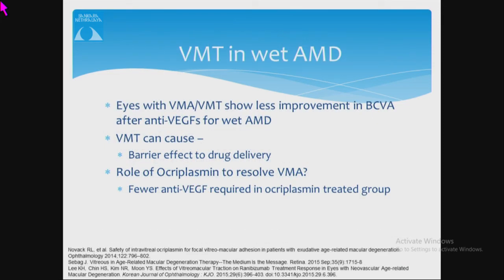In age-related macular disease, eyes with VMA or VMT show less improvement in best-corrected visual acuity after anti-VEGF injections for wet AMD. The pathogenesis described is that VMT may cause a barrier effect to drug delivery to the posterior pole. It was found that fewer anti-VEGF injections were required for eyes that were earlier treated with ocriplasmin for wet AMD when anti-VEGF injections were given.